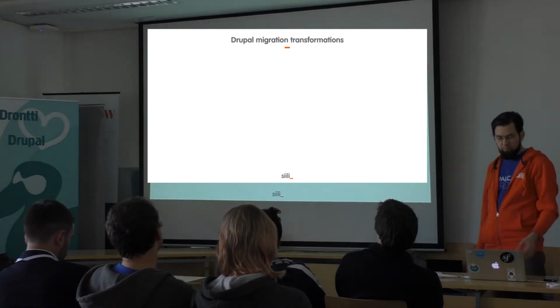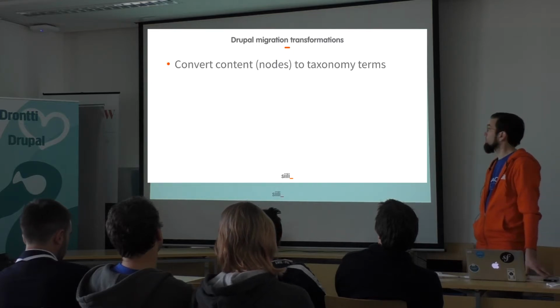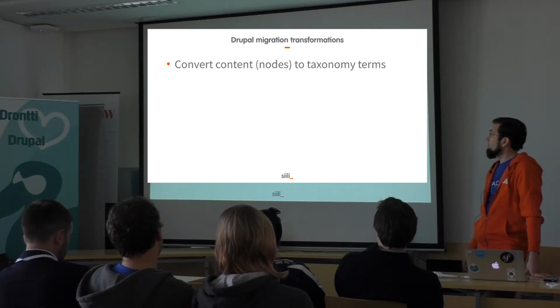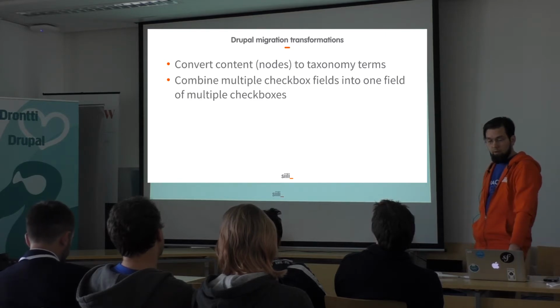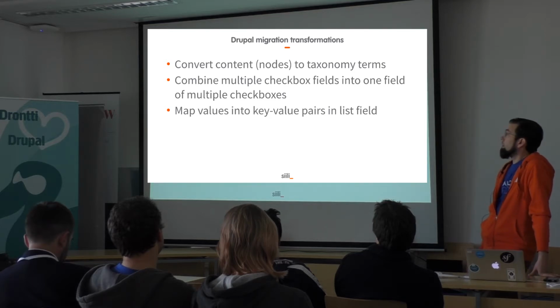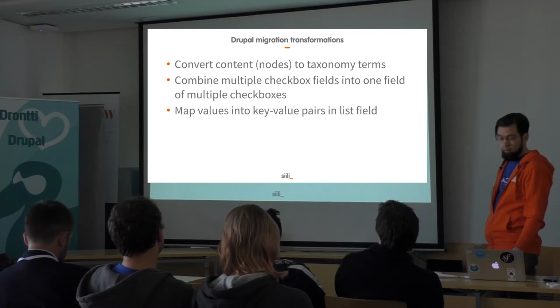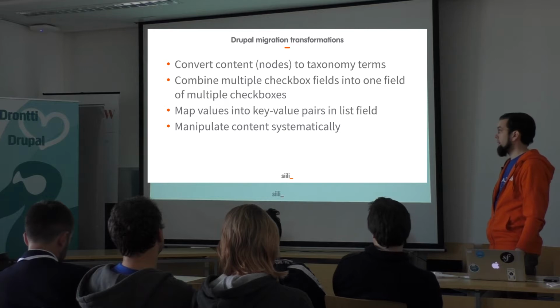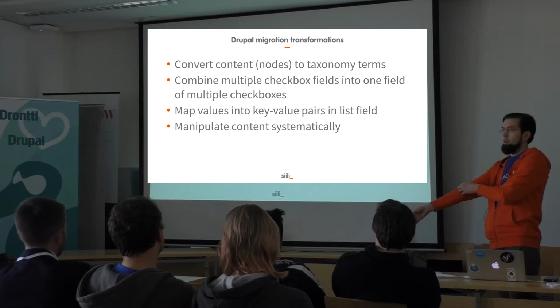Okay, so what kind of transformations might you need to do? These are examples of what I did. I already mentioned that I converted nodes into taxonomy terms, and I combined the checkbox fields. There were values not very well defined structurally, so I made them into key-value lists, also with some custom plugins involved. And then there was some content manipulation, the actual markup.